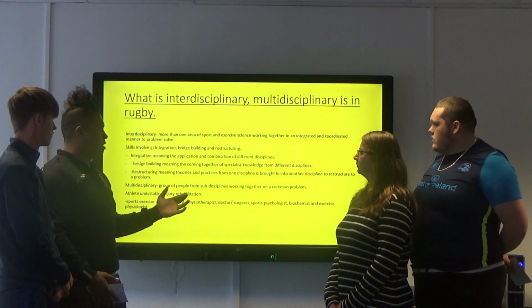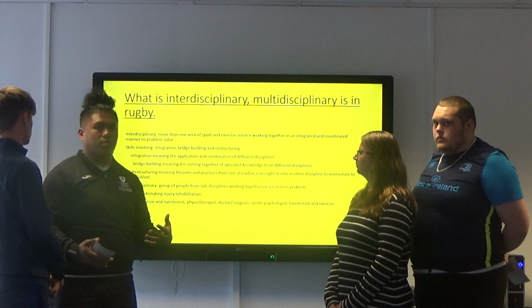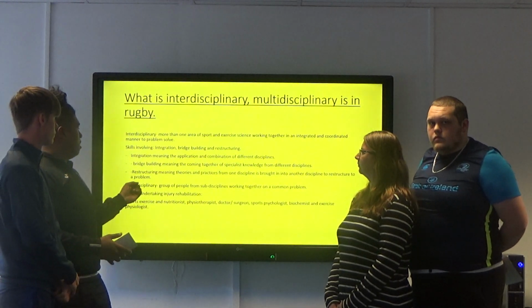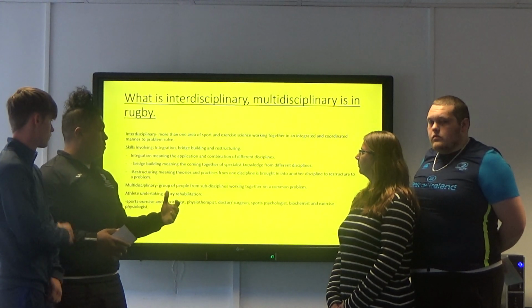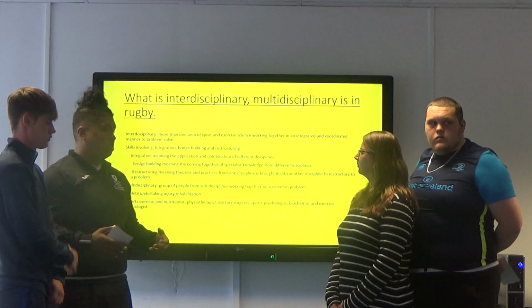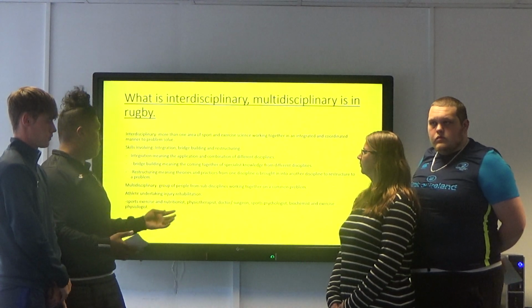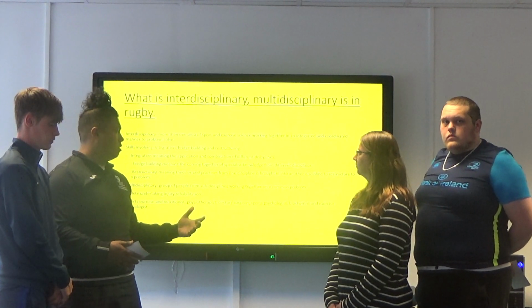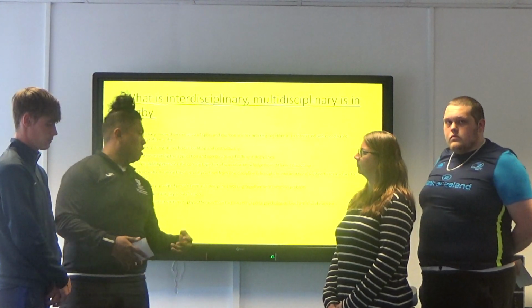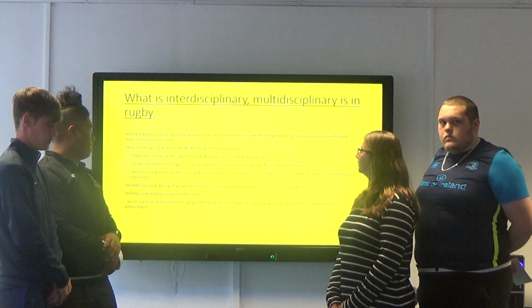Integration means the application and combination of different disciplines into one. Bridge building means people with different specialist knowledge come together from different disciplines. And restructuring means theories and practices from one discipline are brought into another to restructure a problem.